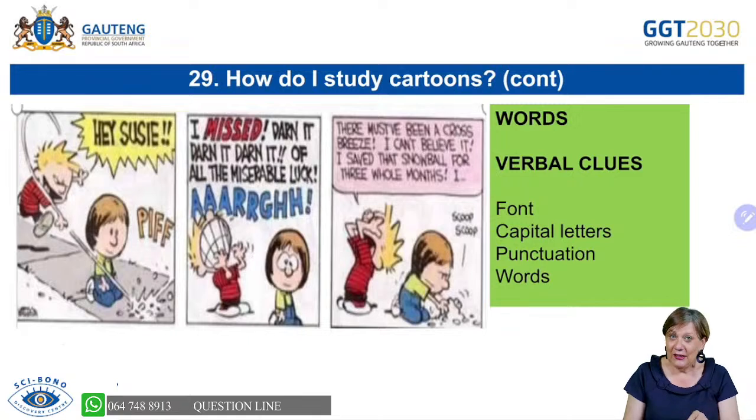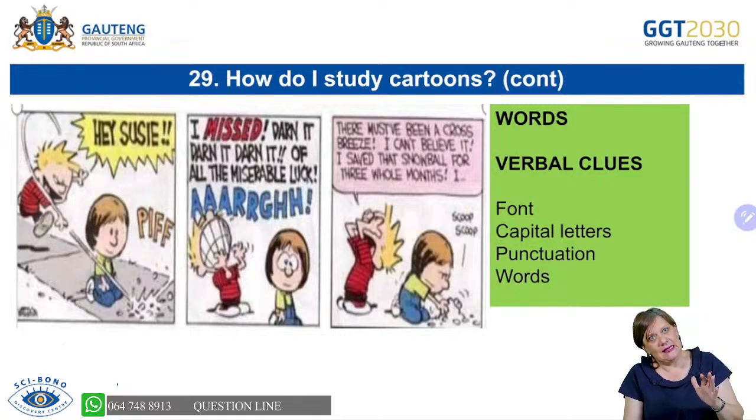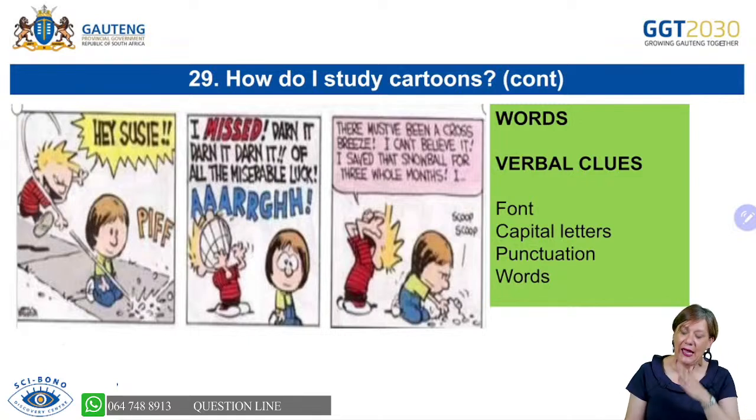Now, look at the next frame. "I missed!" Can you see "missed" is in bigger letters? It's slightly italic, slanted, with an exclamation mark. "Darn it, darn it, darn it." It's repeating the same word 3 times. The moment we repeat a word, obviously that's important. "Of all the miserable luck." "Ah!" And can you see big, bold letters once again? And then he's just going on complaining.